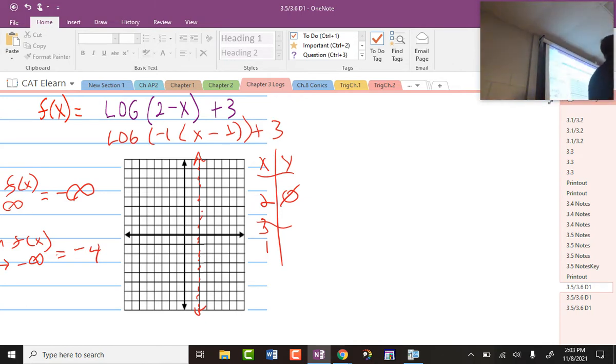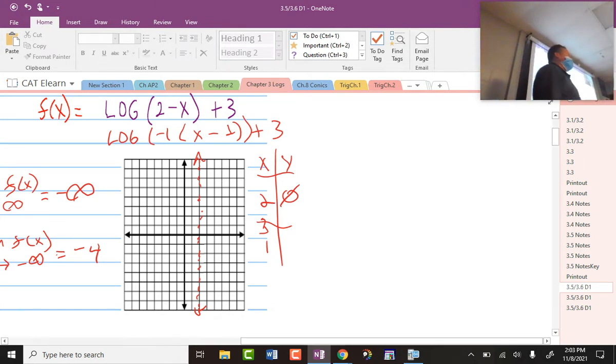2 minus 1 is what? By the way, what's the base on this logarithm? 10. So you don't hear his answers, which are all awesome. Base 10 is what the base is. 10 to what power equals 1? What's 0 plus 3? And that's it. Answering all the questions like a math ninja.